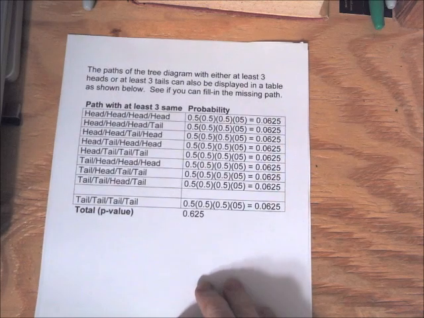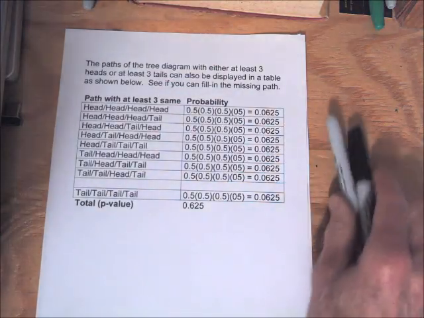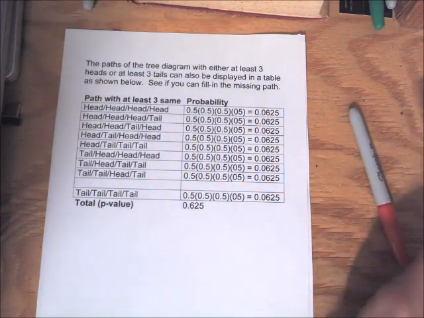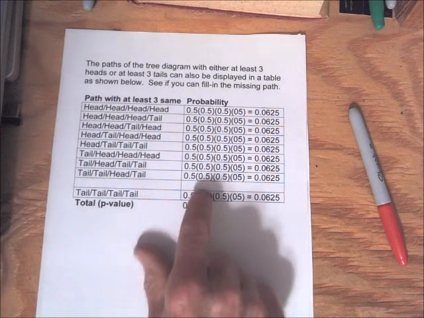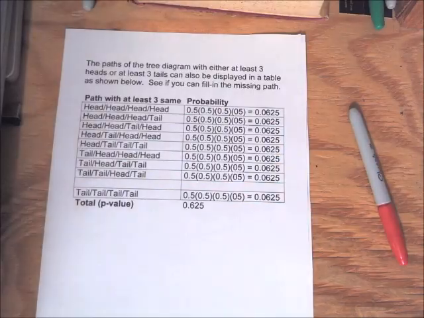We could also do this with a chart instead of a tree diagram. In the chart we just list the paths with at least three heads or at least three tails. If you're doing this in MyLab, MyLab doesn't have a capability to make tree diagrams, but they do have capability to make tables, so you're likely to see a table instead of a tree diagram here. And there's one row of the table that's missing here, and we have to figure out the missing row.